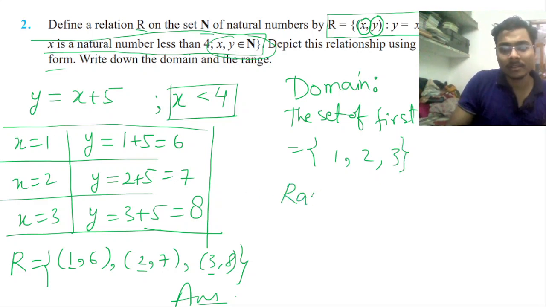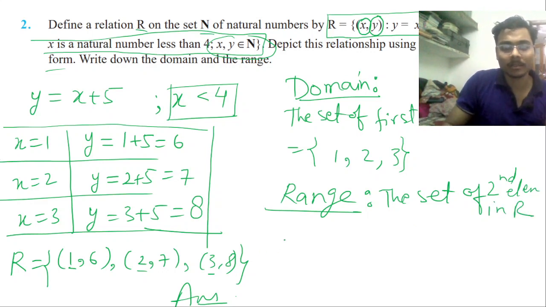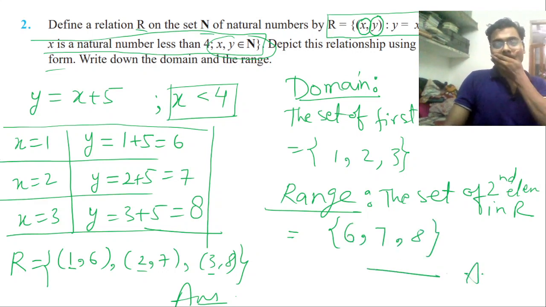And then we have range. The definition of range is the set of second elements in relation R. So what is the set of second elements in relation R? We can see easily 6, 7 and 8. I hope you got it. 6, 7 and 8. This will be our part B answer.